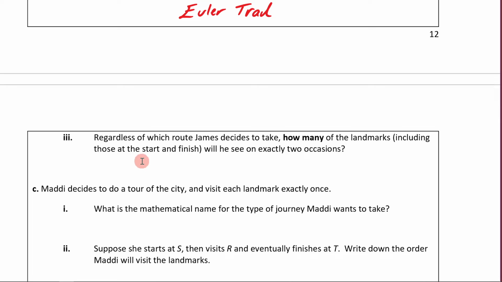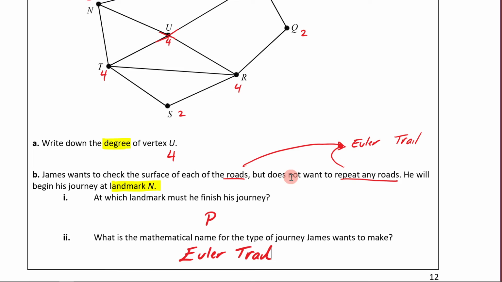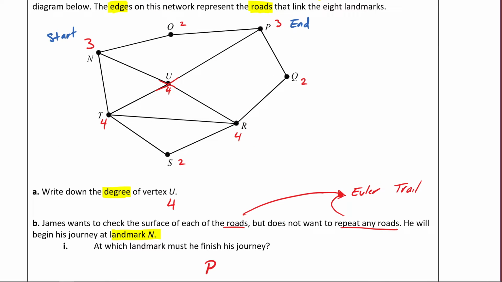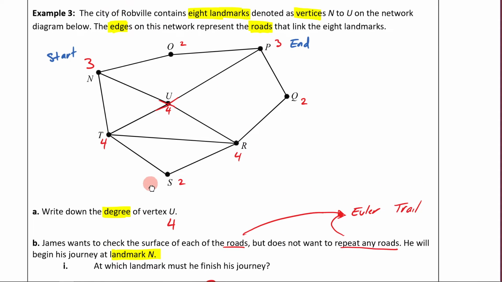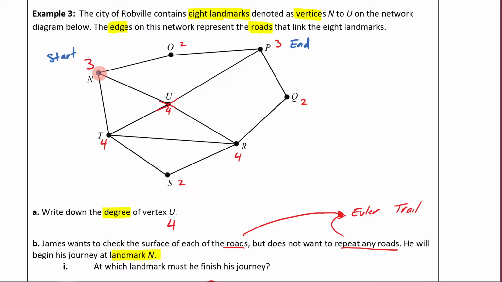It then says, regardless of which route James decides to make, how many of the landmarks, including those at the start and finish, will he see on exactly 2 occasions? All right, so to figure this out, we're going to have to kind of picture this trail that he's going to take. So we're starting at N, and what we need to do is get to the end here. And remember, we can only go through each edge only once. We can hit a vertex more than once, but each edge only once. All right, let's see how we go here. And hopefully we have some success.